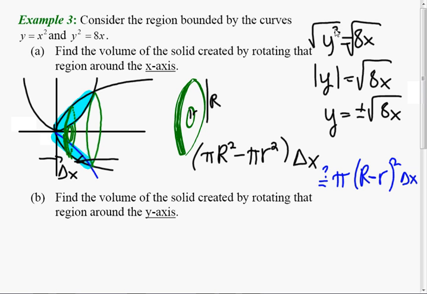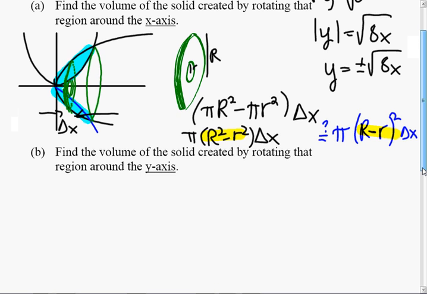Let's factor this out. What does this look like? This looks like pi. It looks like r squared minus little r squared delta X. I'm asking, are they the same? Is r squared minus little r squared equal to r minus r squared? No. You cannot distribute that exponent, but that's the classic mistake. That's what a lot of people want to do in the exam. They want to do that because it makes it a little easier to do sometimes.